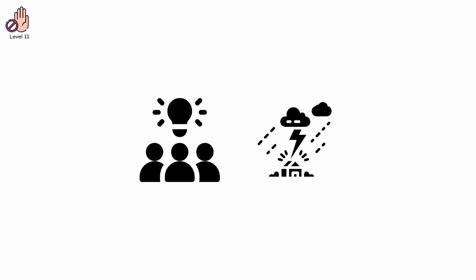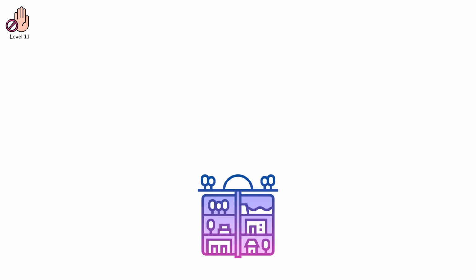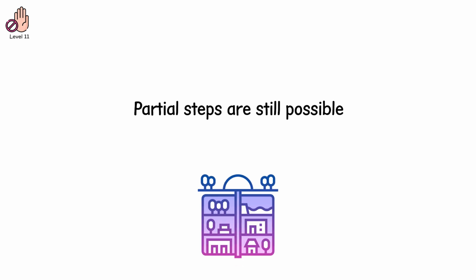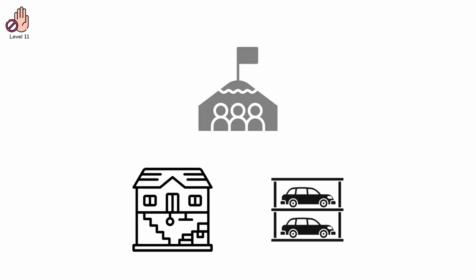A civilization that doesn't dodge storms. It ignores them, immune by design. Until underground living becomes practical, partial steps are still possible. Basements, reinforced parking structures, and community bunkers provide the same principle in miniature. The Earth as armor. Level 12.